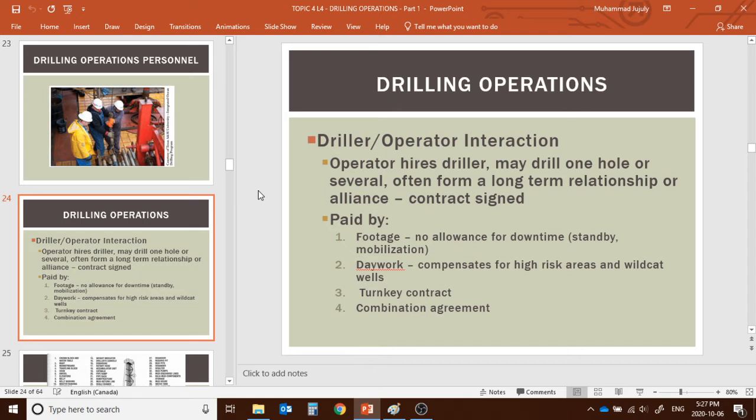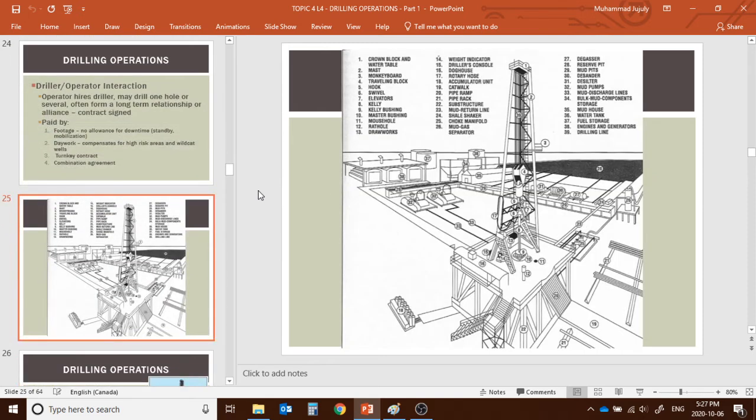Day work: most of the companies now pay day work. It's the most common. There are also some turnkey contracts, which require the operator to pay the drilling contractor an agreed amount when the well is finished. So this is the turnkey contract, and there could be a combination of all.